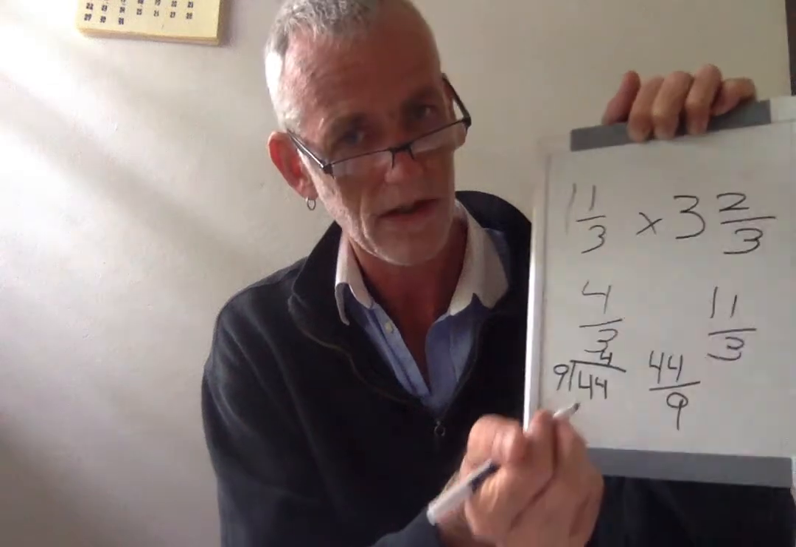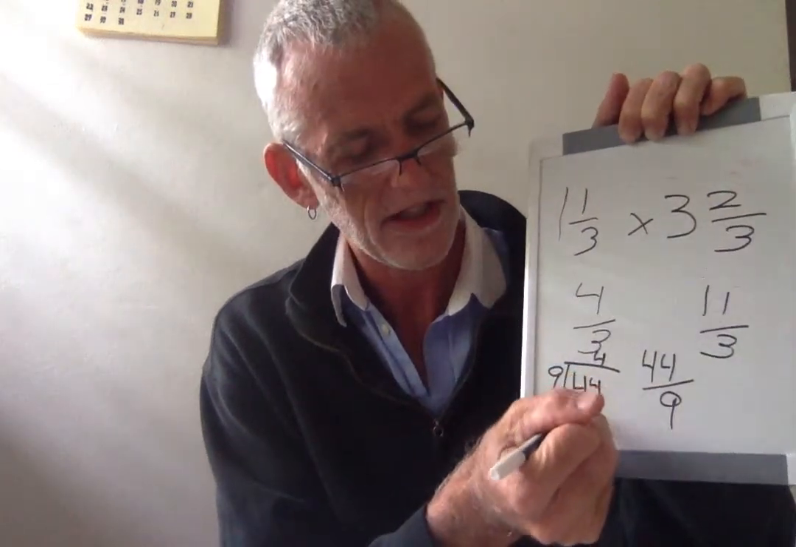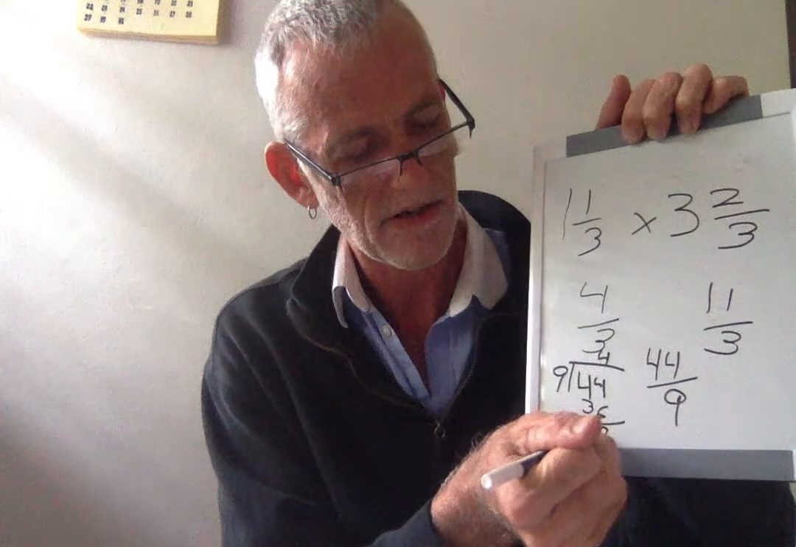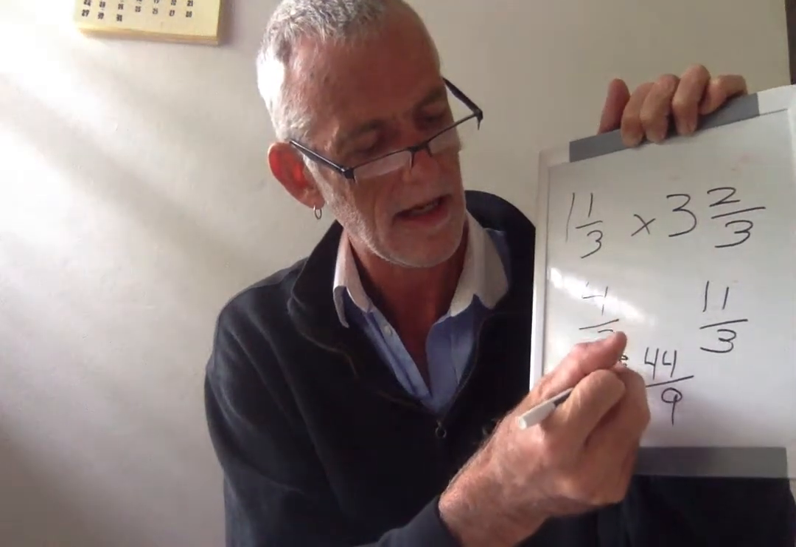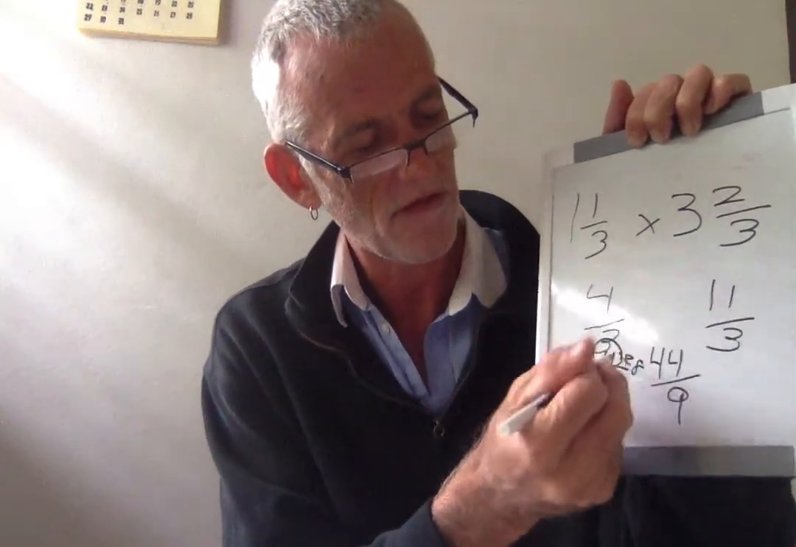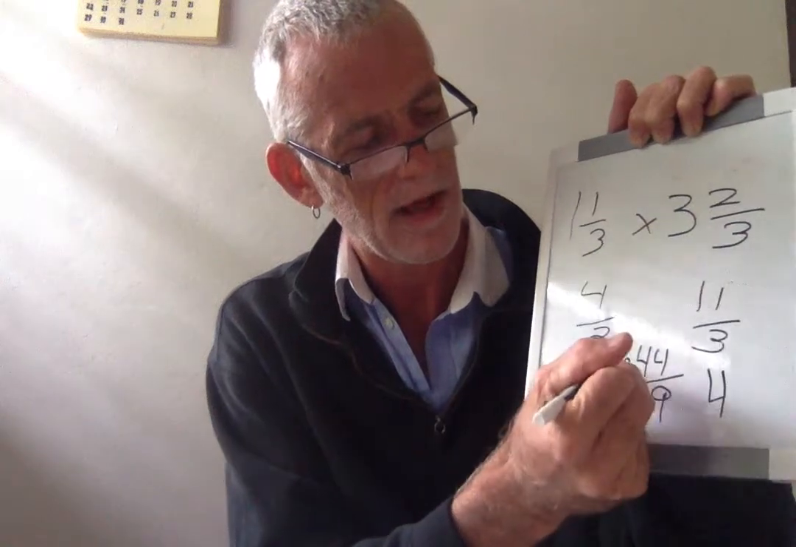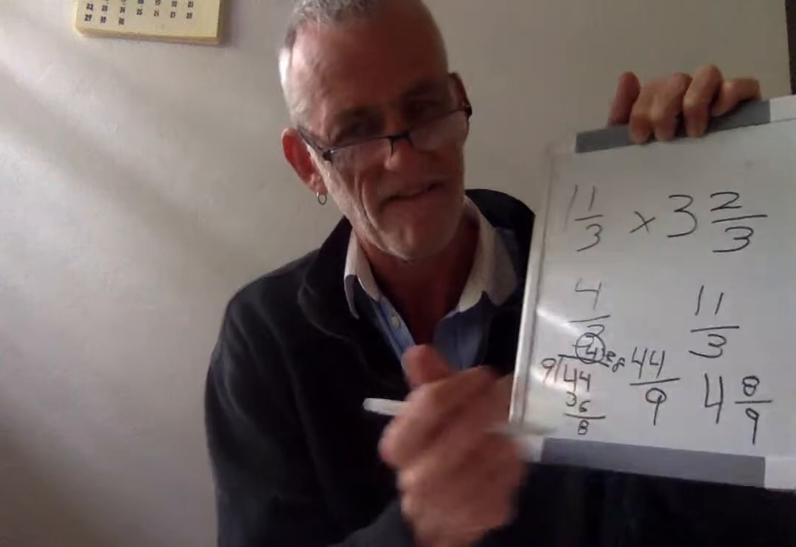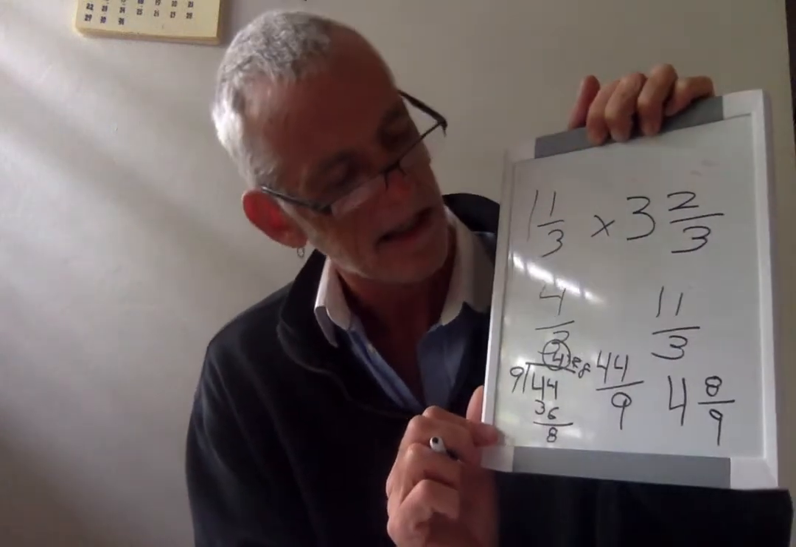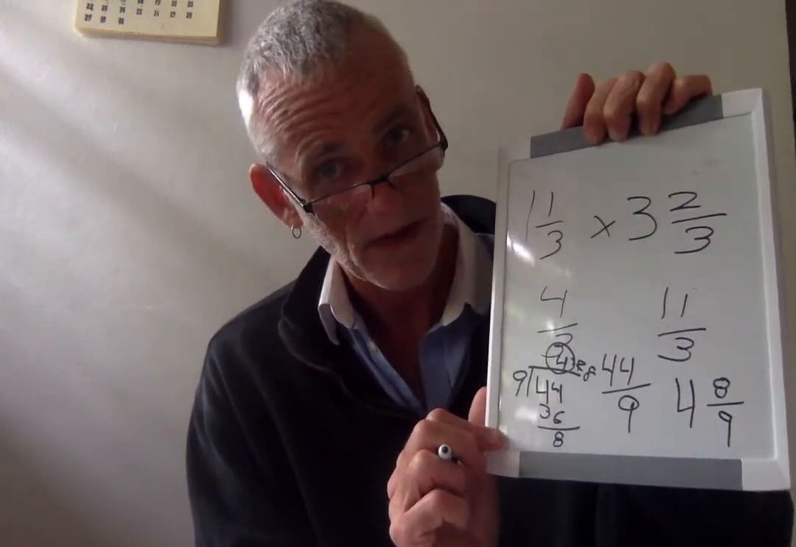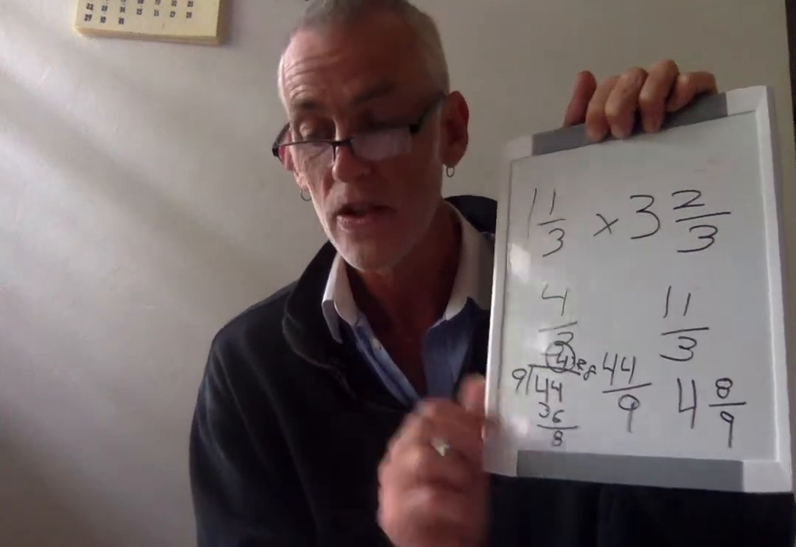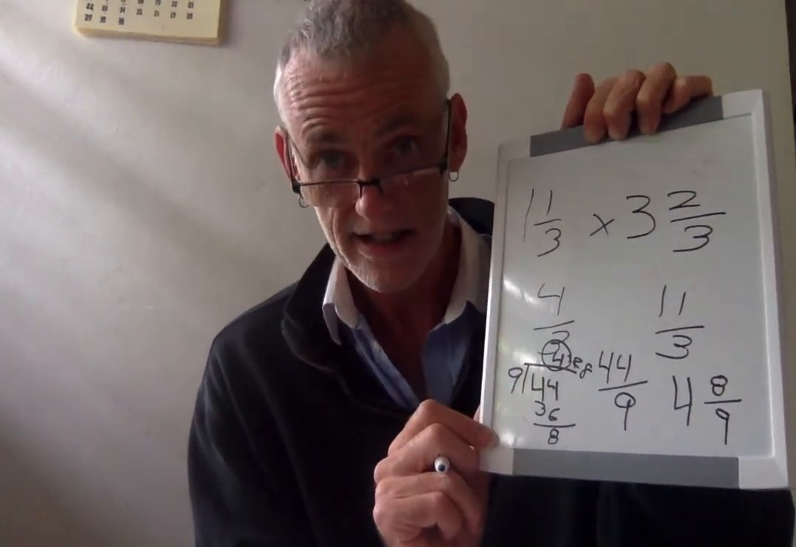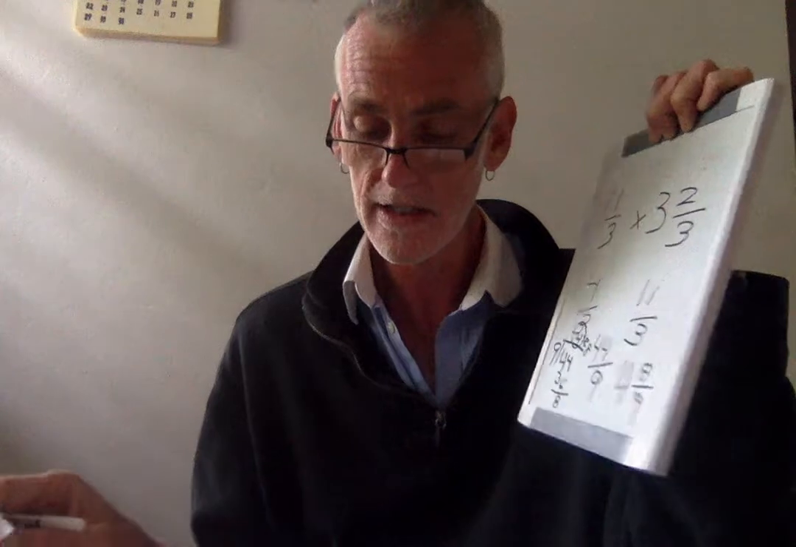That's a 4. 36, remainder of 8. Answer is 4, remainder, divided by 4, 8/9. All right. So that was number 6. You guys do 7, 8, 9, and 10. Okay? Let's go to the bottom.